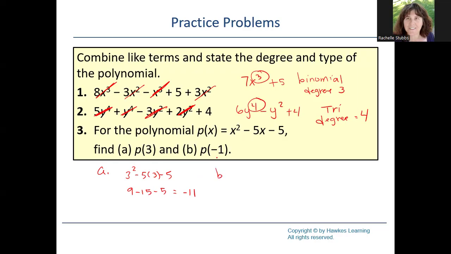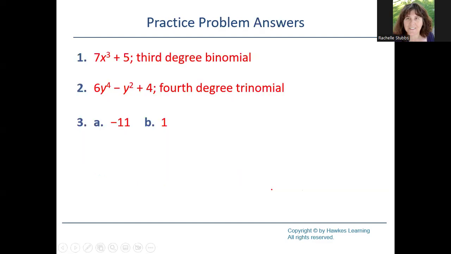And the B part says, what if we put a -1 in there? So a -1 squared minus 5 times a negative 1 minus 5. Well, negative 1 squared is 1. Negative 5 times a negative 1 is plus 5 minus 5, and so I actually get 1. And there we go.